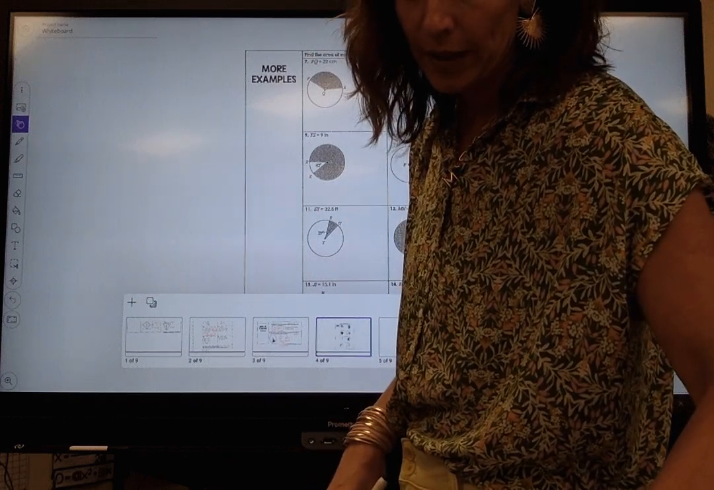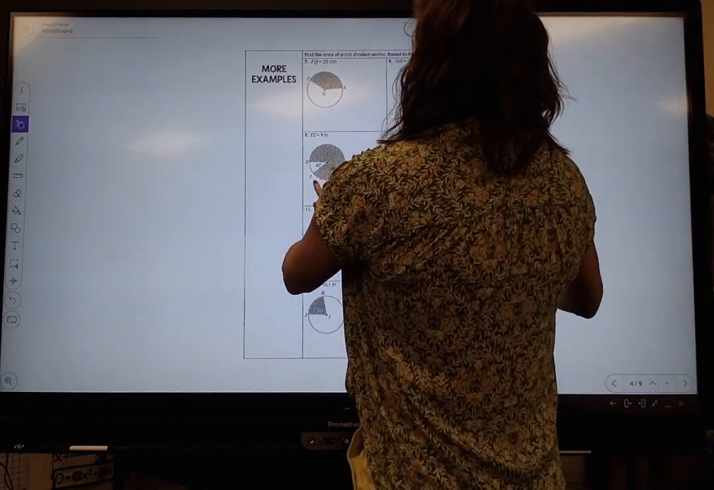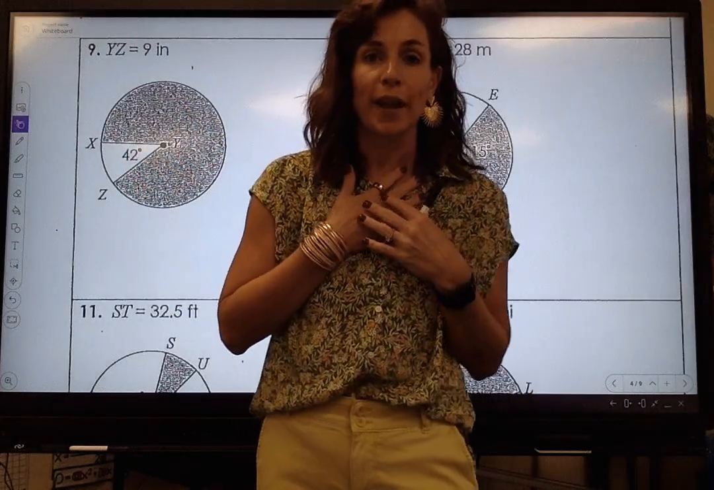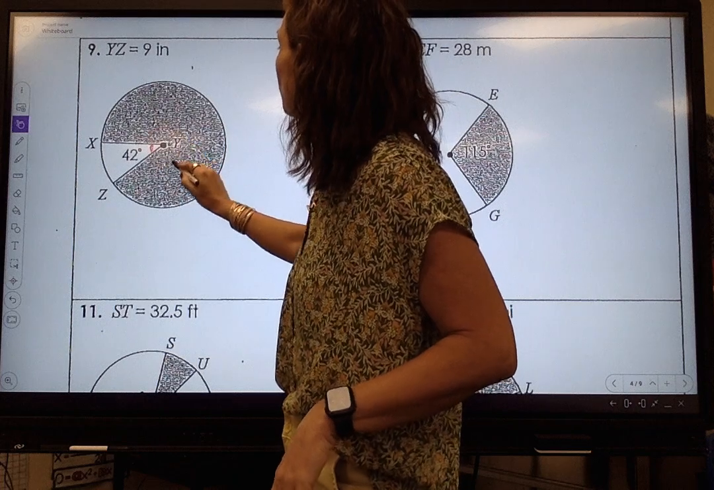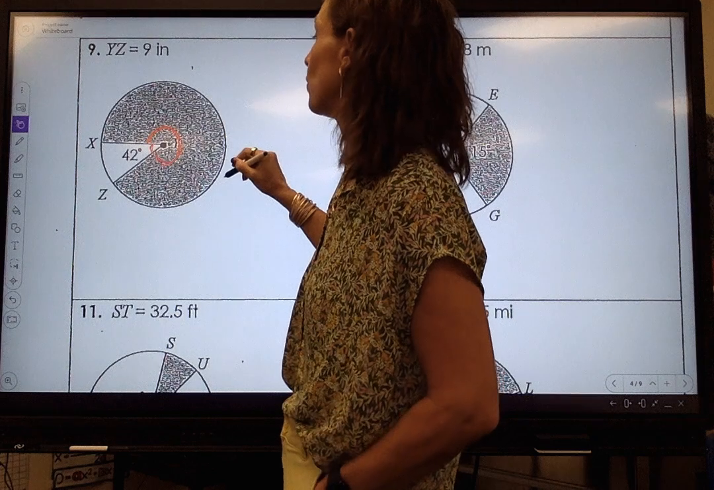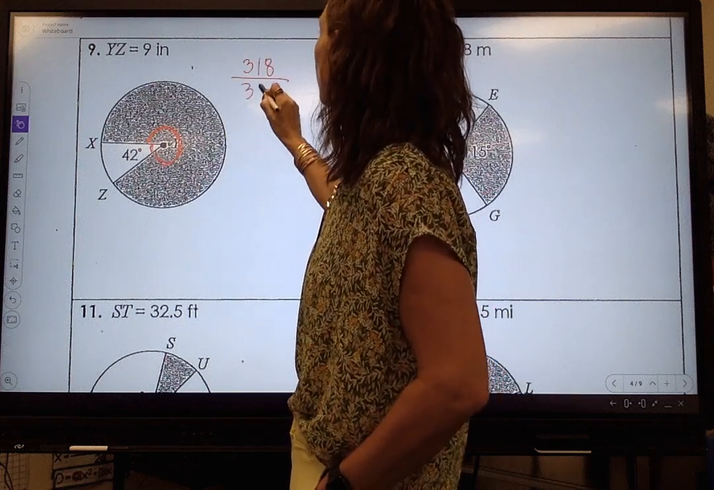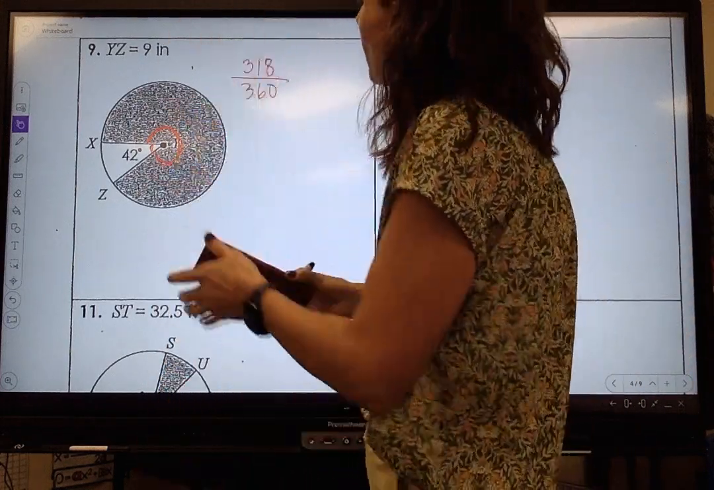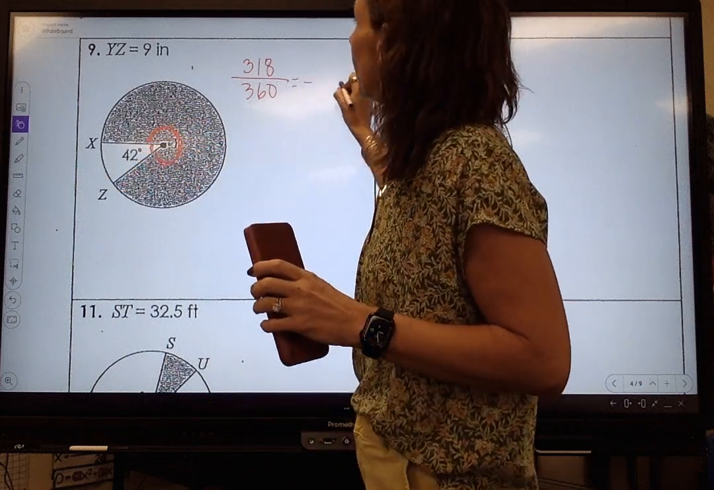Let's look at numbers 9, 11, and 13. We'll do those together. Now, the shaded region is what I want to find the area for, so you've got to keep that in mind. If this is 42, I'm looking for this right here. So I'm going to do 360 minus 42, and that gives me 318 over 360 degrees. Make sure you're finding the area of the right part. So 318 over 360.